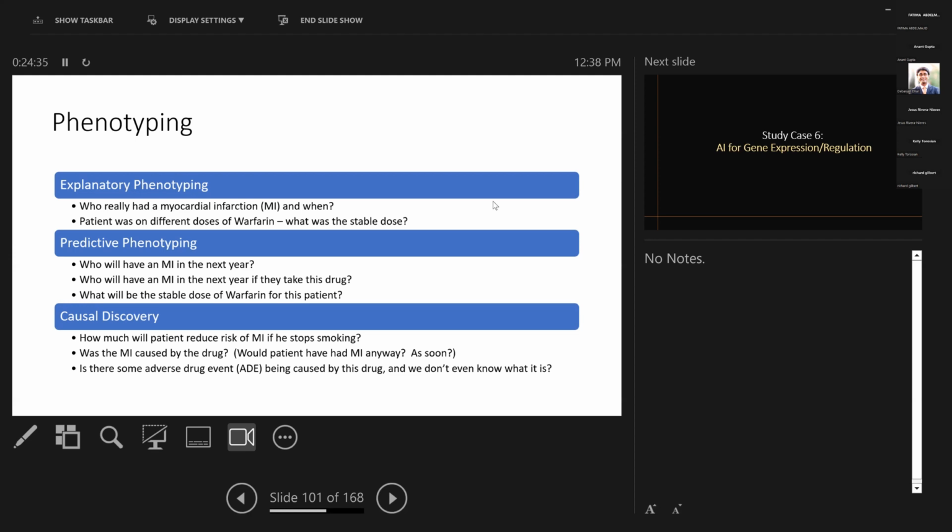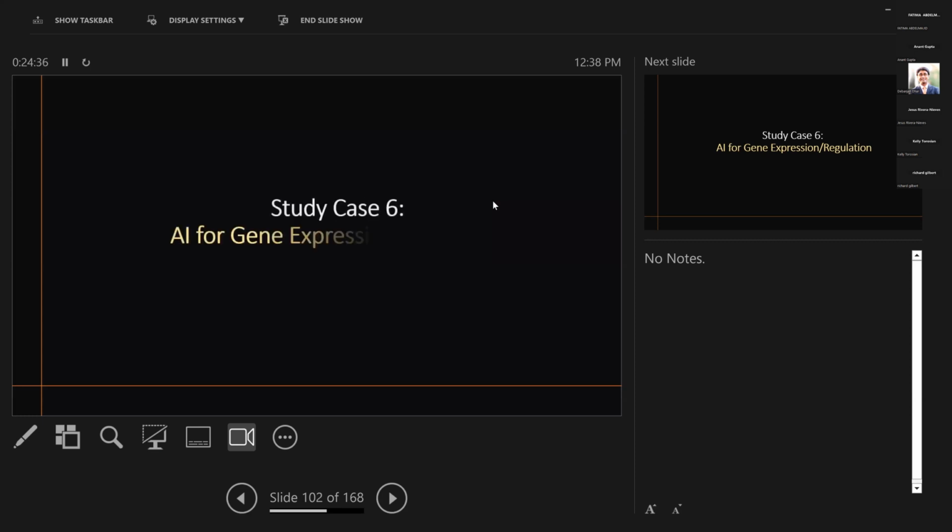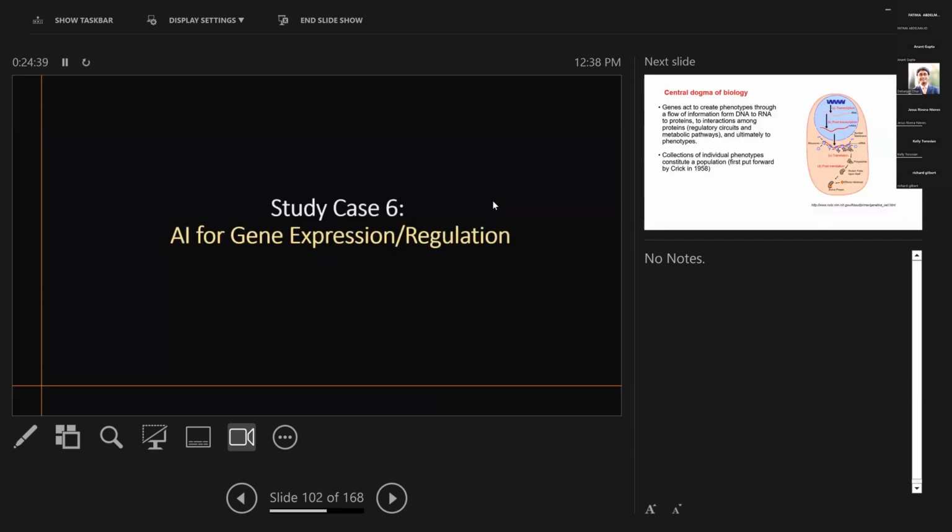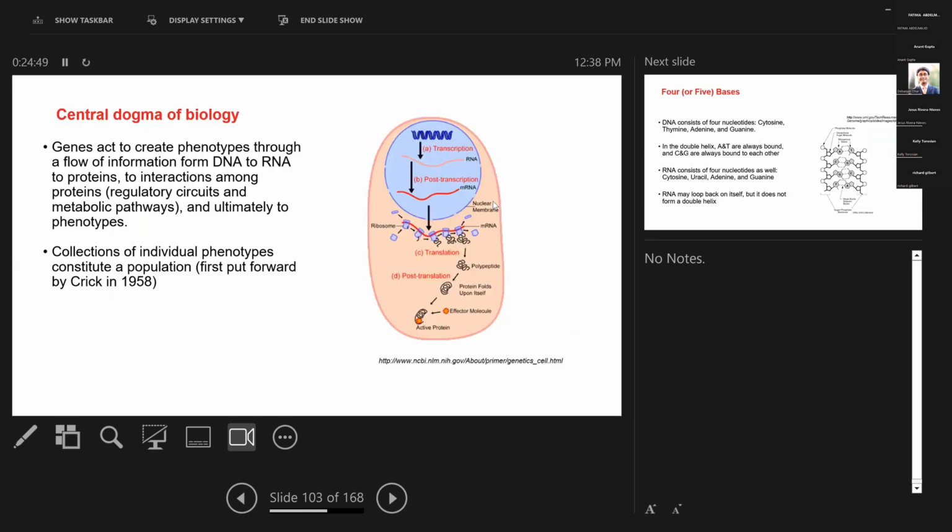Okay. Now, case number 6 is artificial intelligence for gene expression and regulation. I think you guys probably are more familiar with this. This is more micro, for gene expression and regulation. Okay. Now, what's the central dogma of biology?